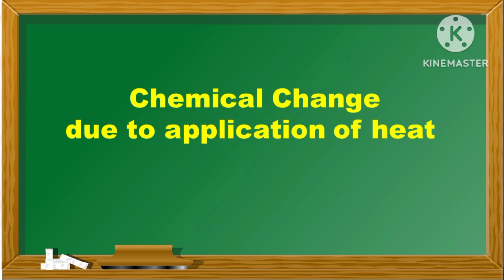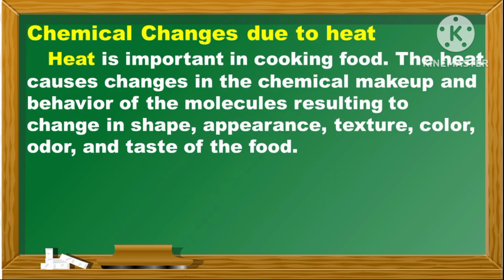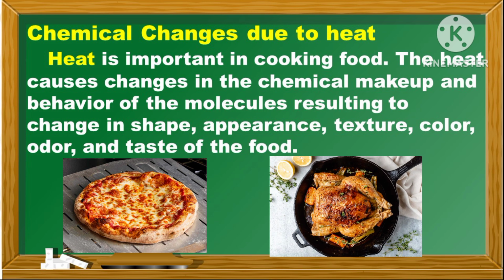Chemical change due to application of heat. Remember, the most important definition in chemical change: produce new substance or new materials. The initial substance cannot return to its original state. Heat is important in cooking food.